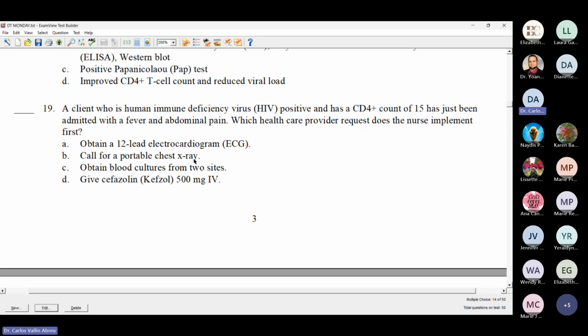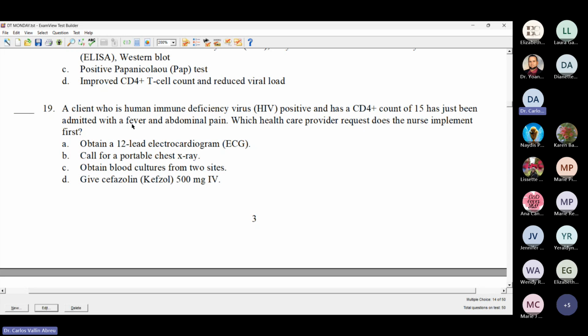EKG, chest X-ray, blood cultures, and initiate antibiotics. Guys, obviously, the blood culture is the priority because it can identify the source of the infection. The next priority is to initiate the antibiotics. The other two tests can be done later.